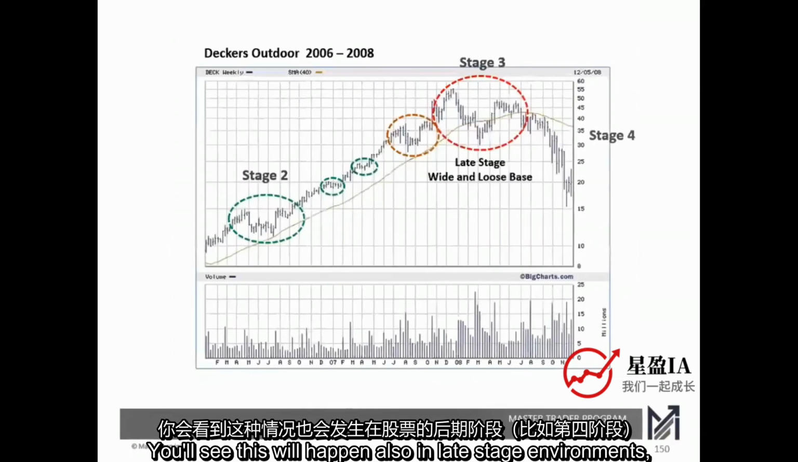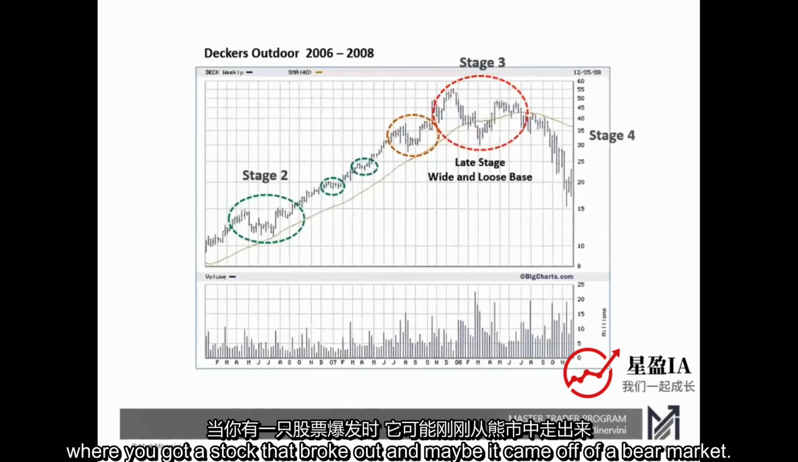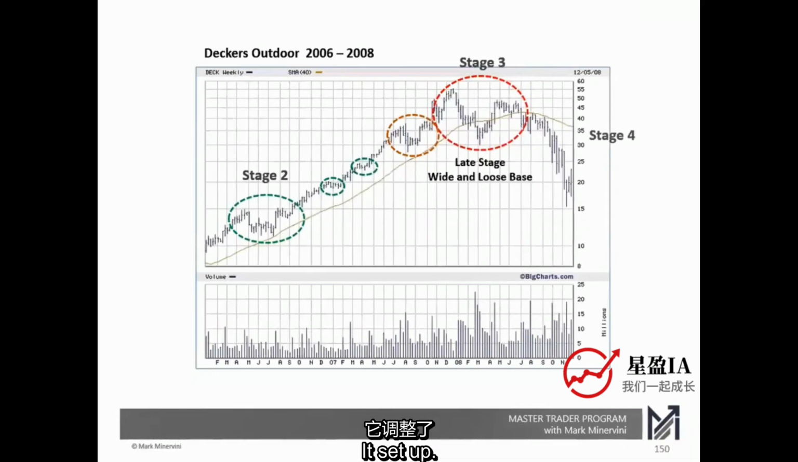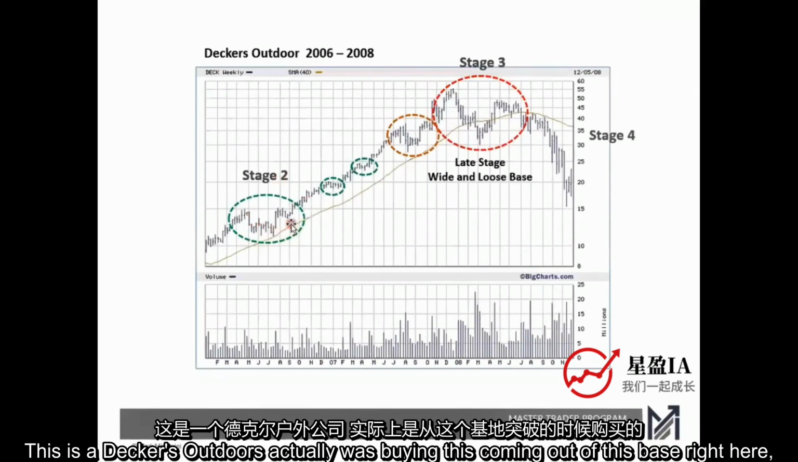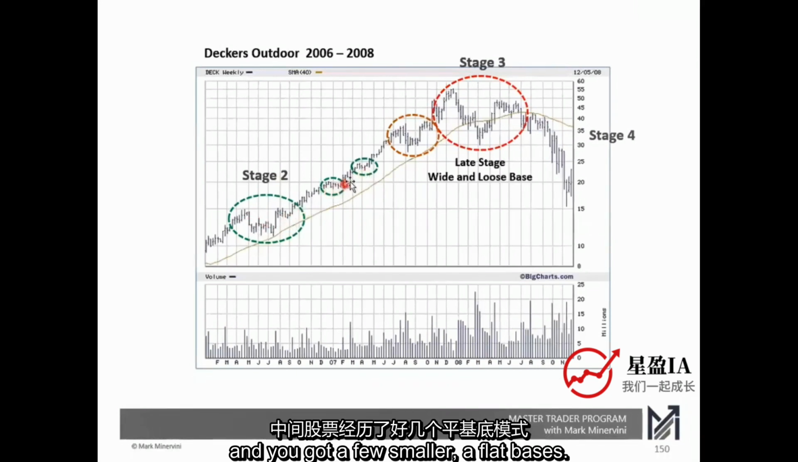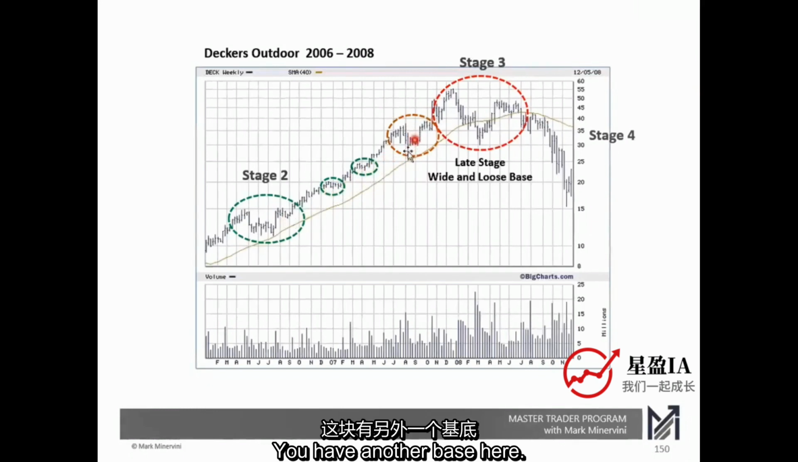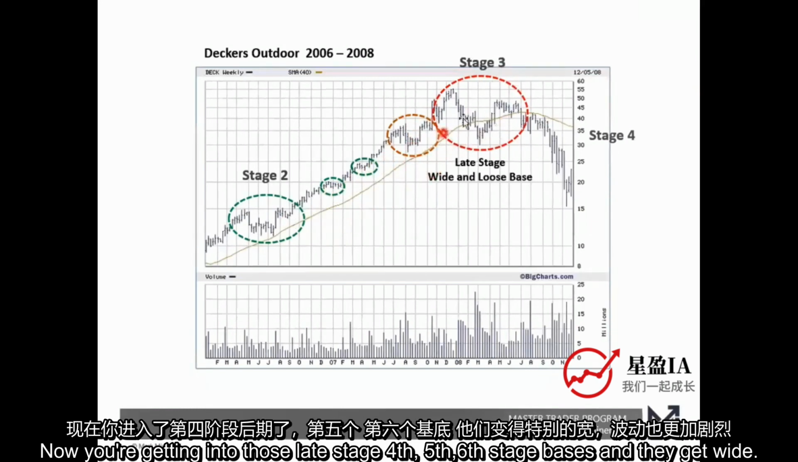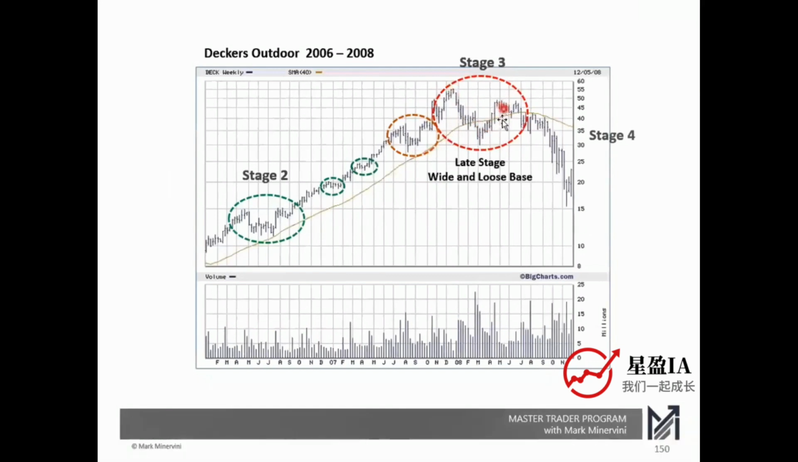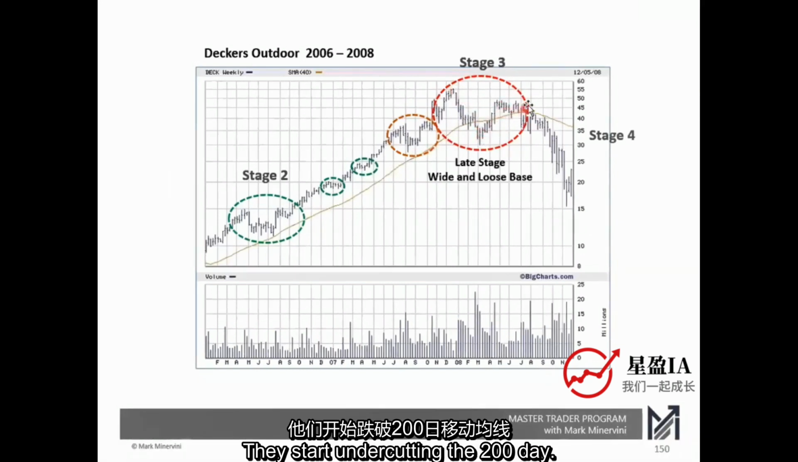You'll see this will happen also in late stage environments where you've got a stock that broke out and maybe it came off of a bear market. It's set up. This is Decker's Outdoors. I actually was buying this coming out of this base right here, and you got a few smaller flat bases. You got another base here, and now you're getting into those late stage, 4th, 5th, 6th stage bases, and they get wide and they start undercutting the 200-day.